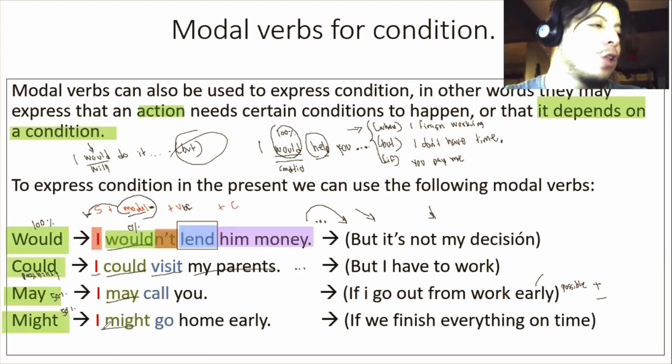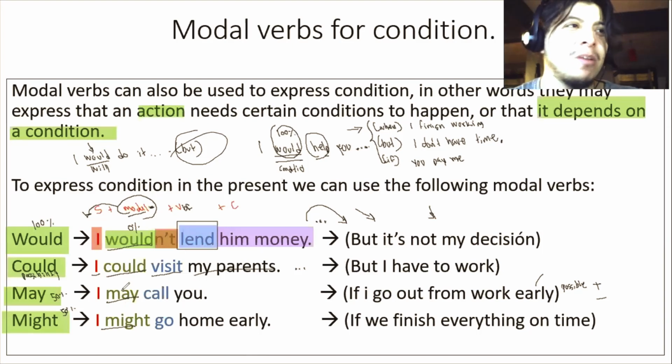I might call you. May and might, again, they are pretty much interchangeable. When you're using may or might, you are referring to not certainty. It's like, I may go home early. So there is a chance I go home early, but there is a condition. I might go home early, but only if we finish everything on time.